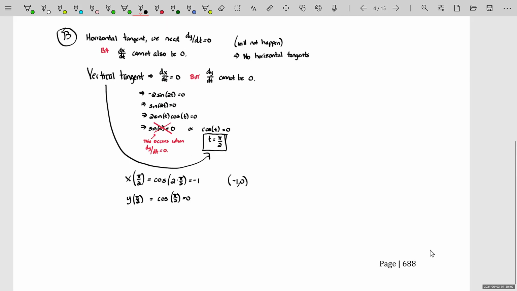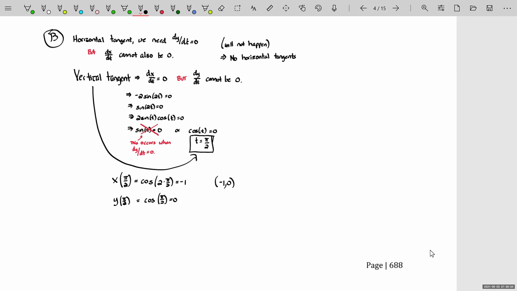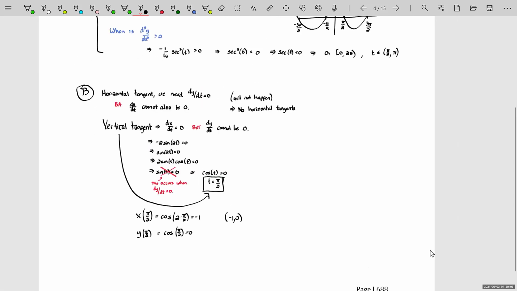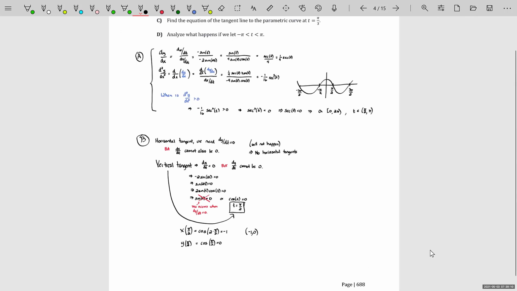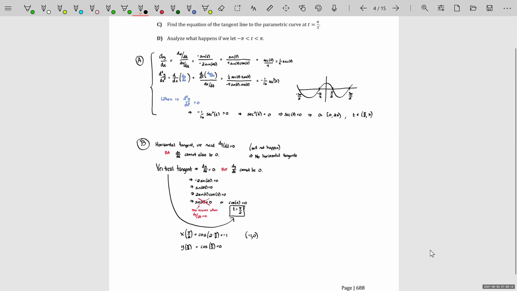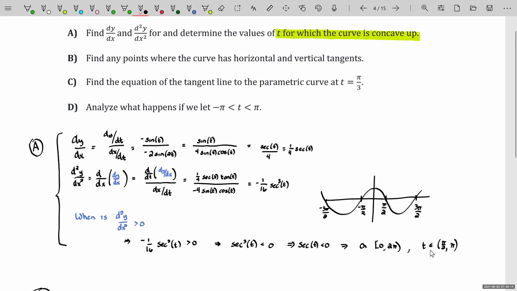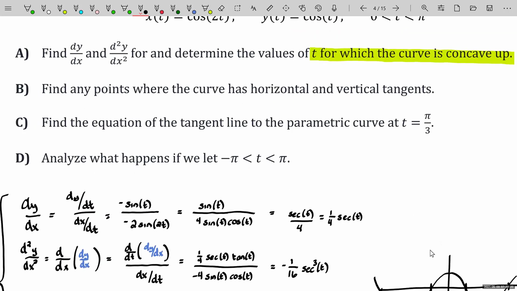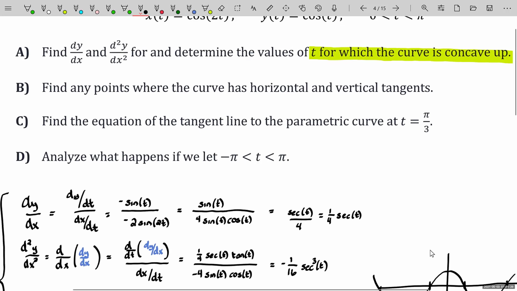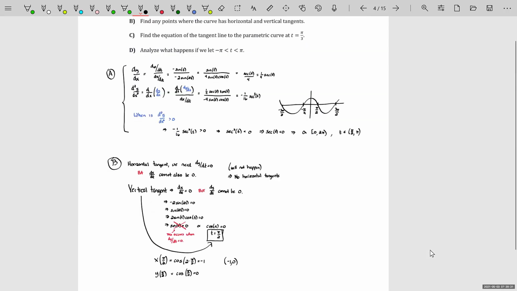All right, and let's see, what else do we know about this curve, or what else are we being asked? Find the equation of the tangent line at pi over 3. I don't know if you guys can see that. I'll zoom in. Find the equation of the tangent line to the parametric curve at time pi over 3. This is just a repeat of what we were just doing, right? We just found the derivative at time pi over 2. Now they're asking us, find the derivative at time pi over 3. Very fast work here. I'll write C right here.